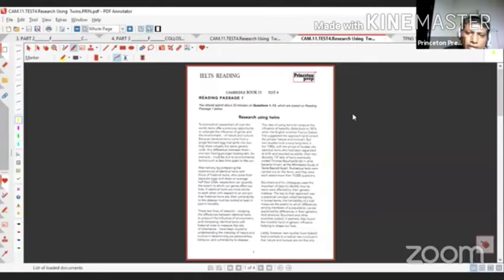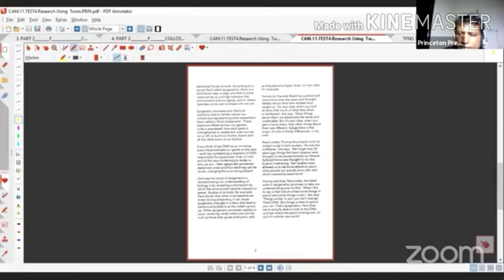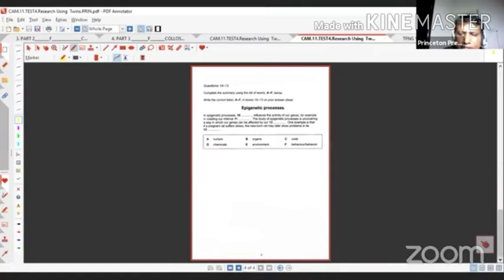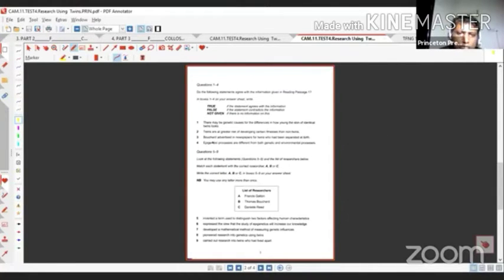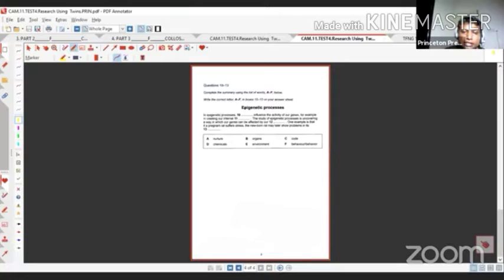So today we are going to cover this one. This is research using twins, a passage from Cambridge Book 11 Test 4. This is the second page, and this is the true, false, not given. We also have a list of researchers, the names of the researchers, and this is the summary.